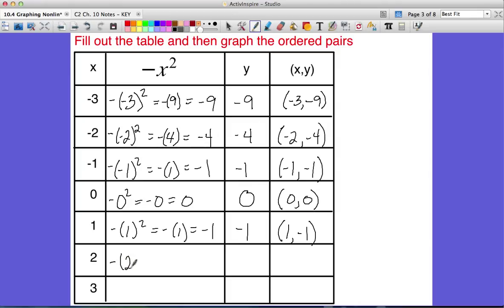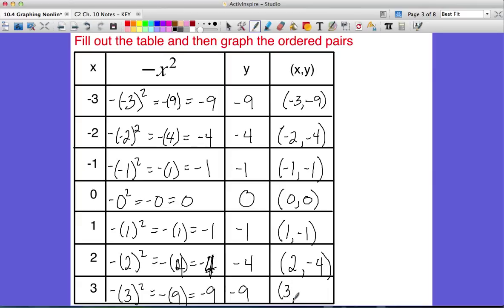And here we have the opposite of 2 squared, which is equal to the opposite of 4, which is equal to negative 4. So your ordered pair is 2, negative 4. And then the opposite of 3 squared is equal to the opposite of 9, which is equal to negative 9. So your ordered pair is 3, negative 9.